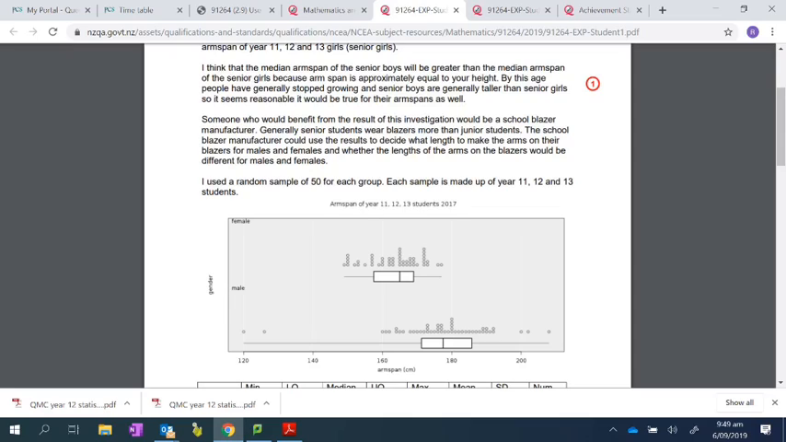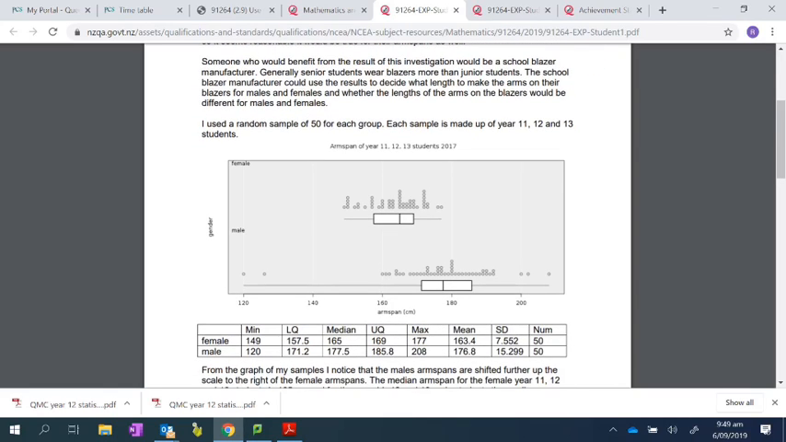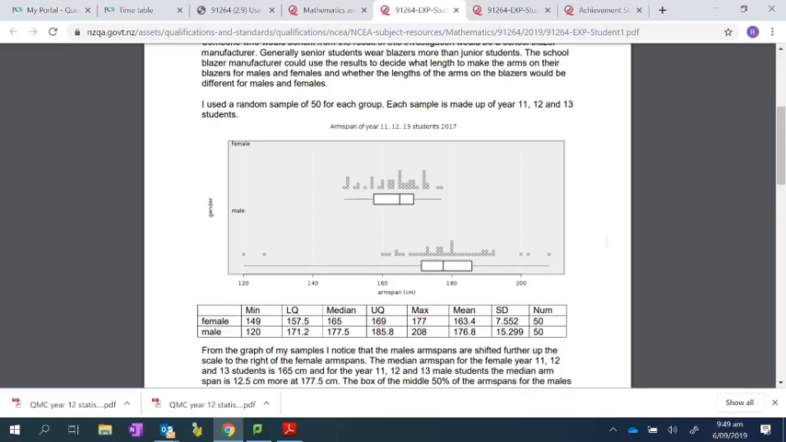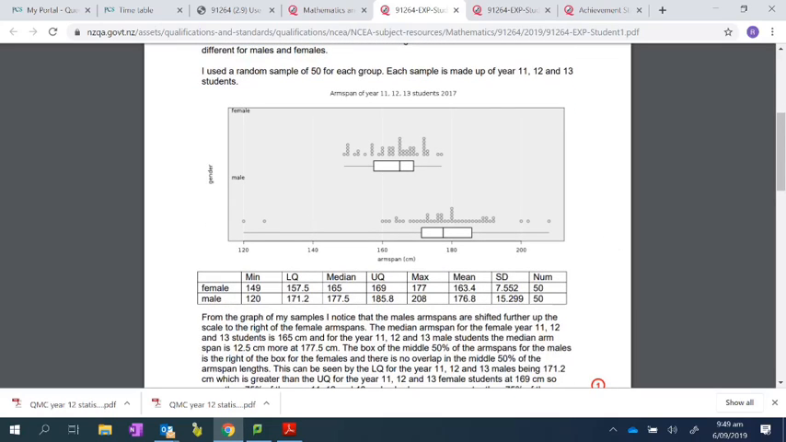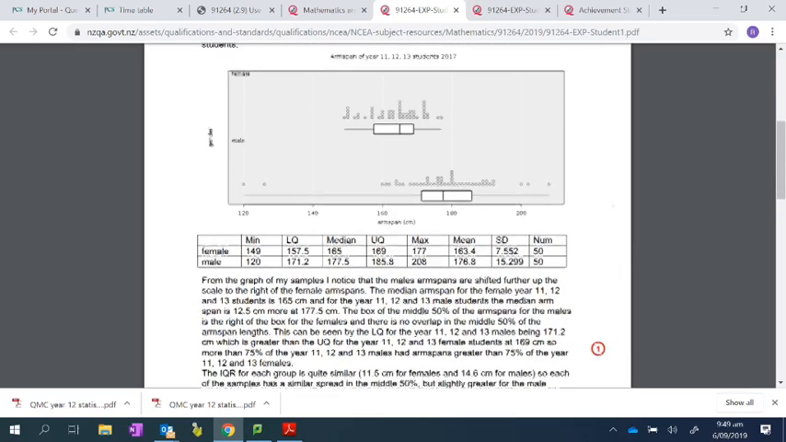And then she says why. Some information about why she thinks that. She backs it up with some research and data. Okay? And then she says, why would you research this? Someone who would benefit from the result would be a school blazer manufacturer, right? Because they need to know, do they need to make different sizes for different genders, etc. And then you'll see she has a random sample of 50 for each group. So she talks about her sampling and how many people were in the sample.